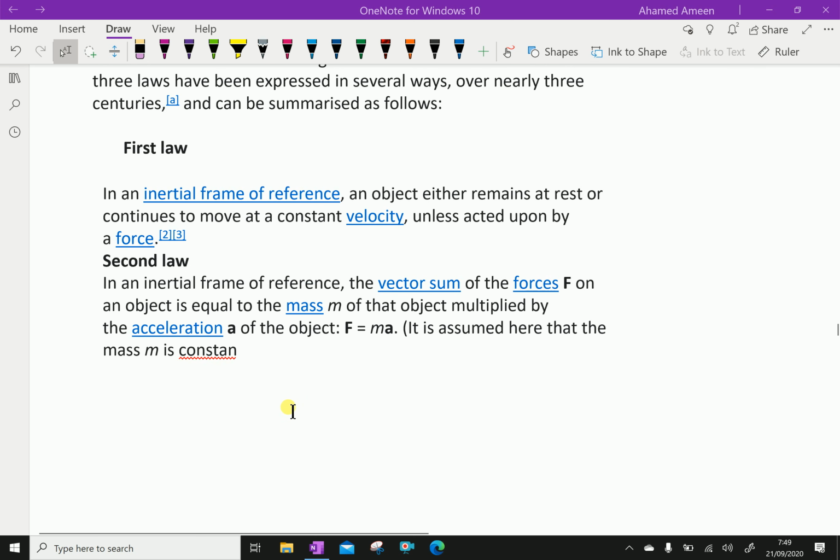Now we'll discuss more about the first law. A body at rest continues in the same state, as we explained, unless acted upon by some external force. It appears self-evident. For example, a train at rest on a level track will not move unless pulled by an engine. Similarly, a book lying on a table remains at rest unless it is lifted or pushed.